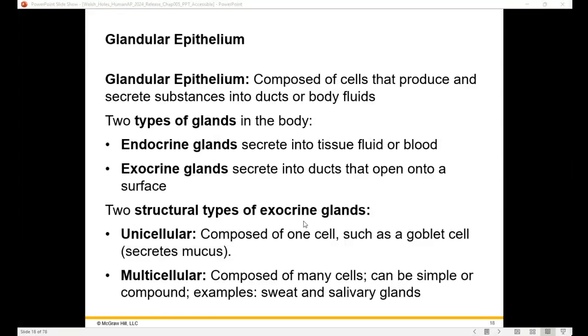There's two structural types of exocrine glands: unicellular, which are composed of one cell, such as a goblet cell. These secrete mucus. And then multicellular exocrine glands. They're composed of many cells, and they can be simple or compound. Examples are sweat and salivary glands.